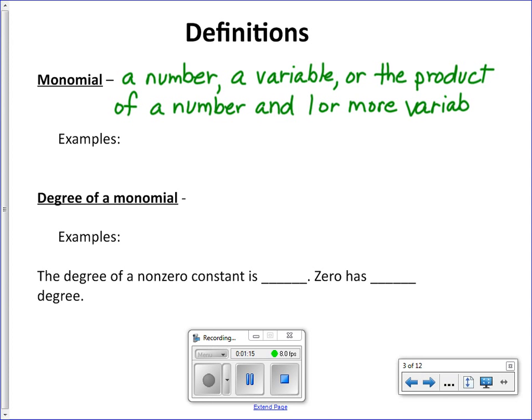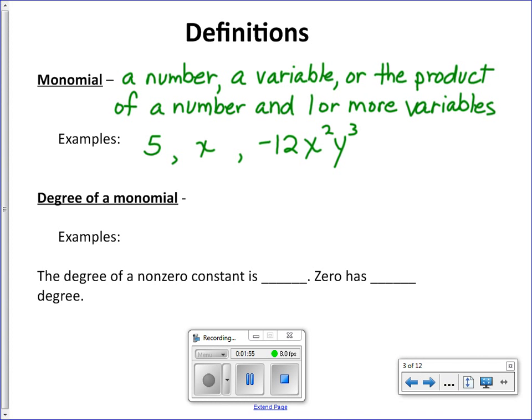Some examples of monomials. A number can be as simple as 5. A variable, how about just x? Or the product of a number and one or more variables. So let's make it look something like this: negative 12x squared y cubed. All right, so we have 3 examples. One of just a number, the second one is a variable, and the third one is the product of a number and more than one variable.